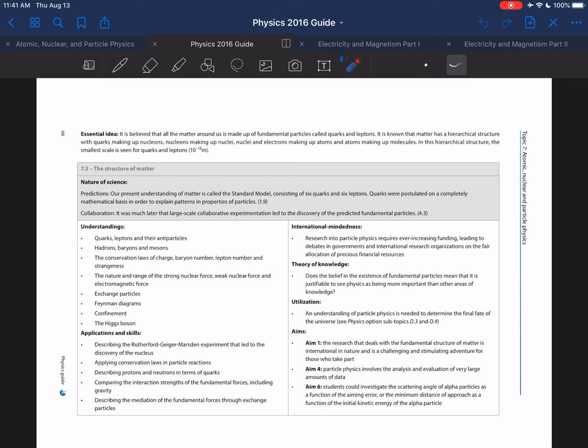Hello everyone. In this video, we will continue to examine topic 7.3, the structure of matter, and in particular, we will describe the Rutherford Geiger Marsden experiment.